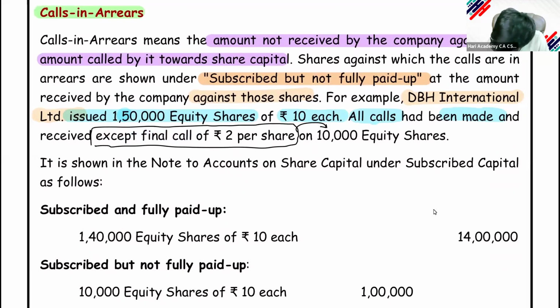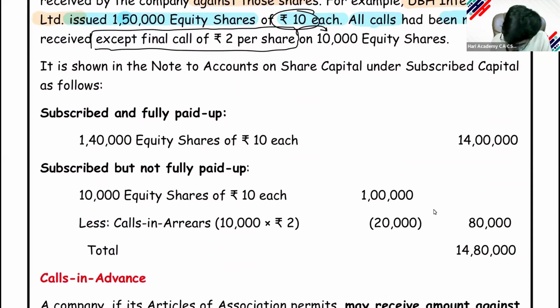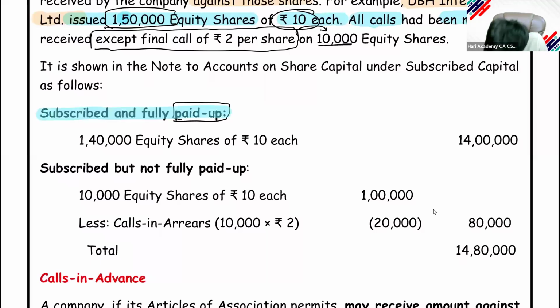So listen. I am issuing 10 rupees worth of share, so 10 rupees has been called up. Out of 1,50,000 shares, 10,000 have not paid some value. Even so, you should write the subscribed and fully paid up shares: 1,40,000 of rupees 10 each, 14 lakh. Then subscribed but not fully paid up, those 10,000 equity shares, which need to pay 10 rupees.